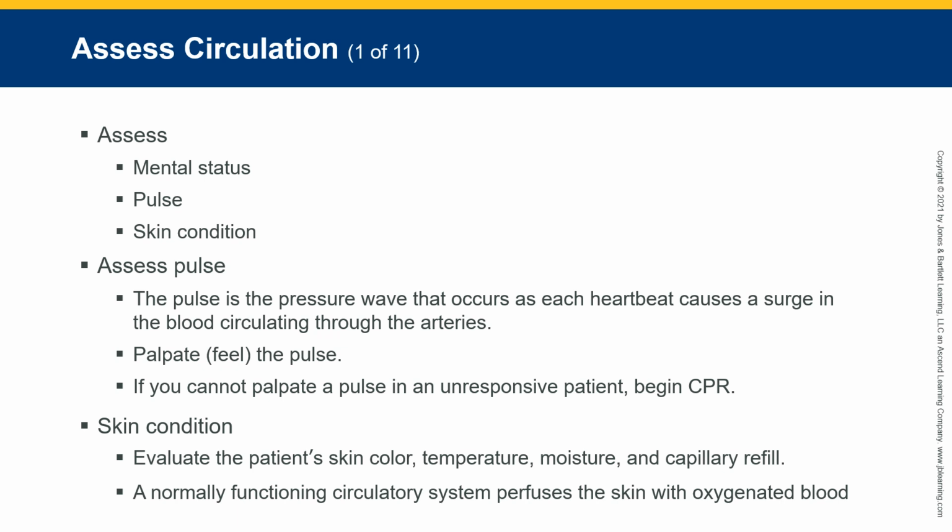So when you're assessing circulation, you're assessing their mental status. Why? What will your mental status tell you about circulation? They might be hypoxic. Hypoxia. They may be breathing, but it's just not enough. They're not circulating enough blood, so they're not circulating enough oxygen.